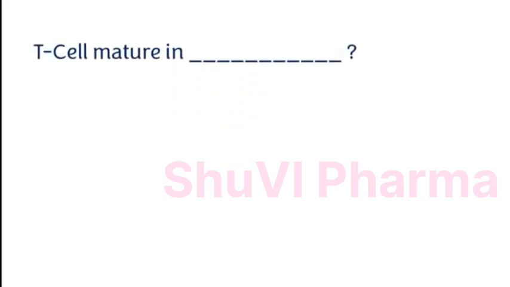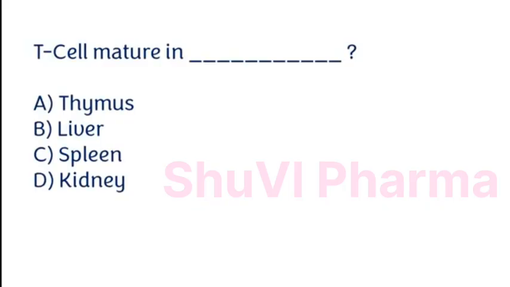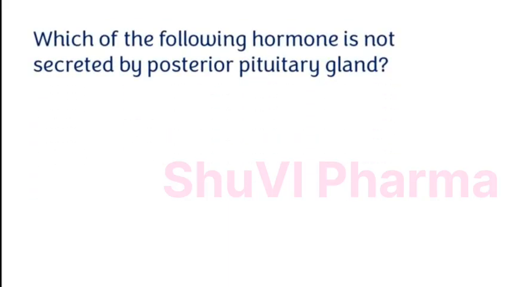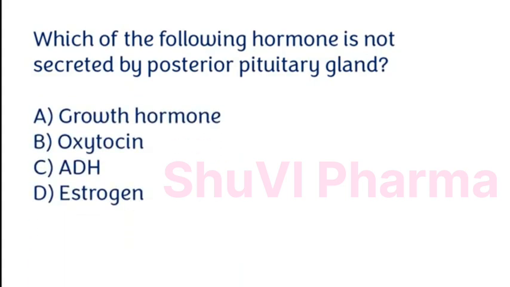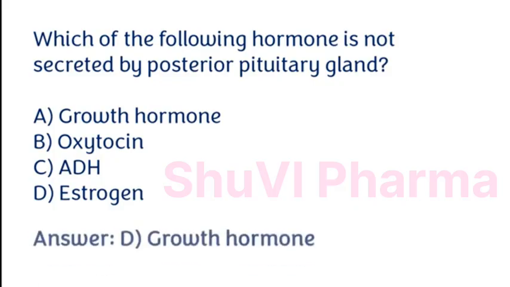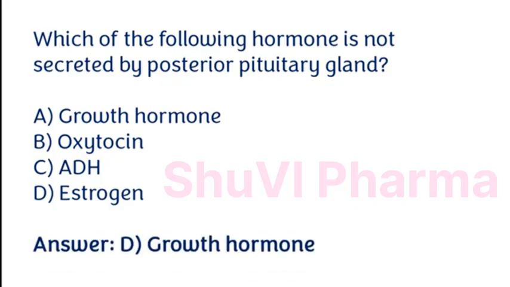T cells mature in thymus, liver, spleen, kidney. The correct answer is option A. T cells mature in thymus. Which of the following hormones is not secreted by posterior pituitary gland? Growth hormone, oxytocin, ADH, estrogen. The correct answer is option D. Growth hormone is not secreted by posterior pituitary gland.